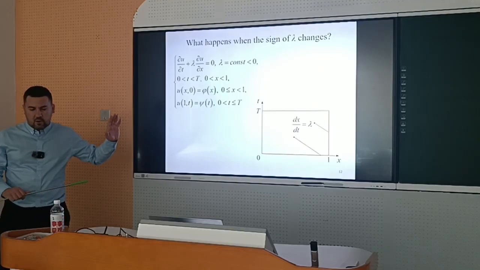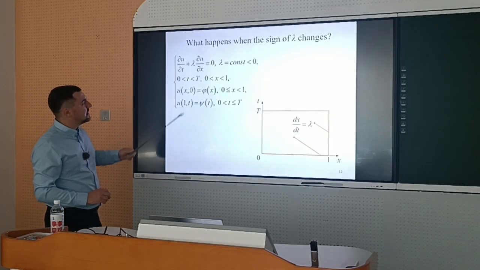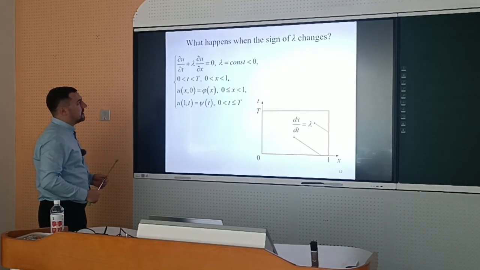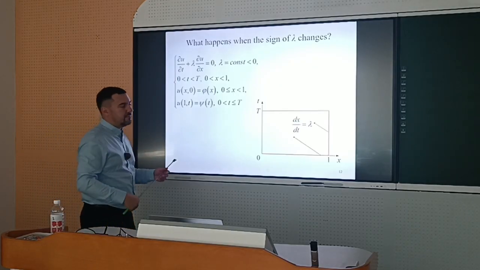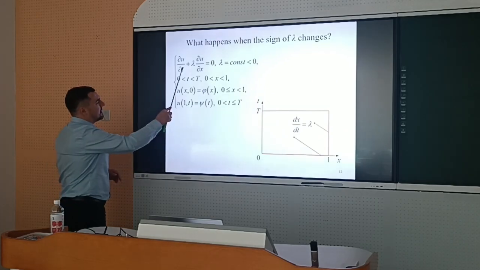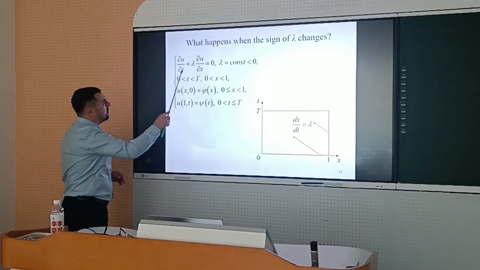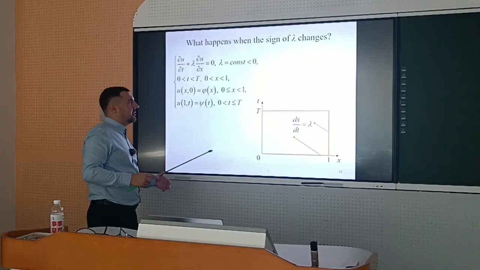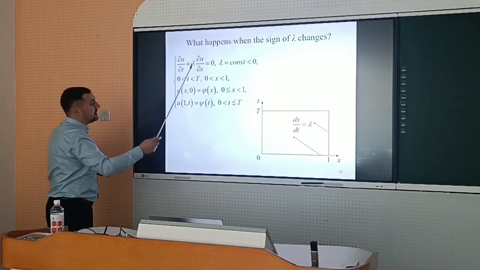So all these considerations were for lambda greater than 0. But what if lambda is less than 0? If you later try to extend these results to the nonlinear case, you will have here, for example, u or some f of u, and it can be negative or positive. So anyway, we should understand what will happen if lambda is less than 0.